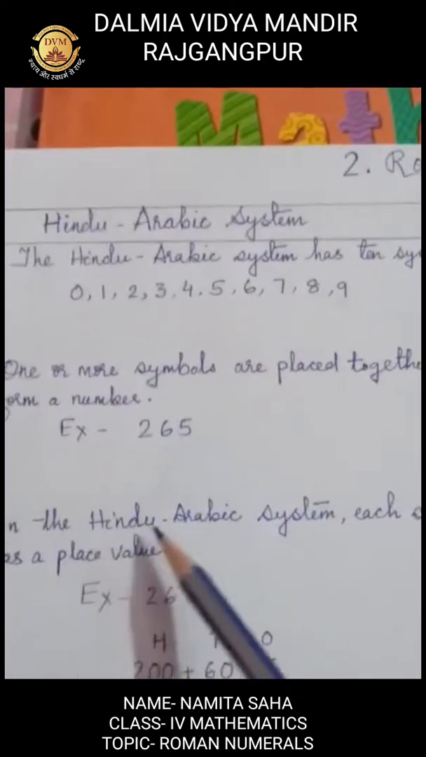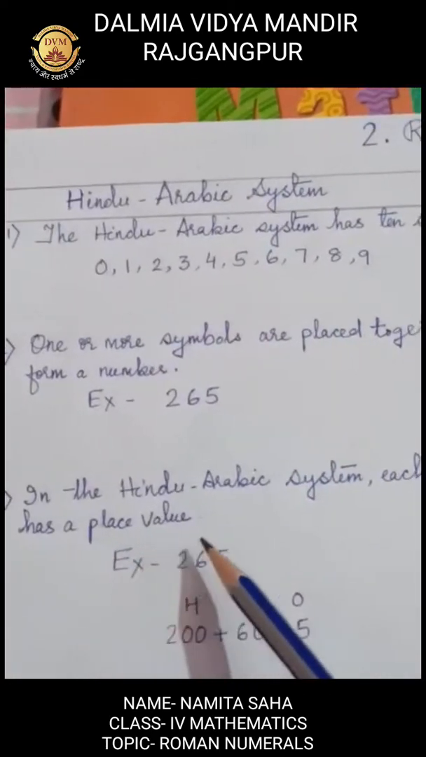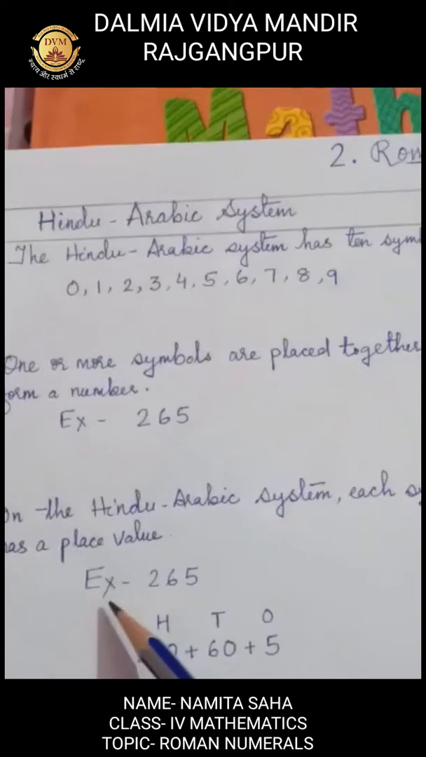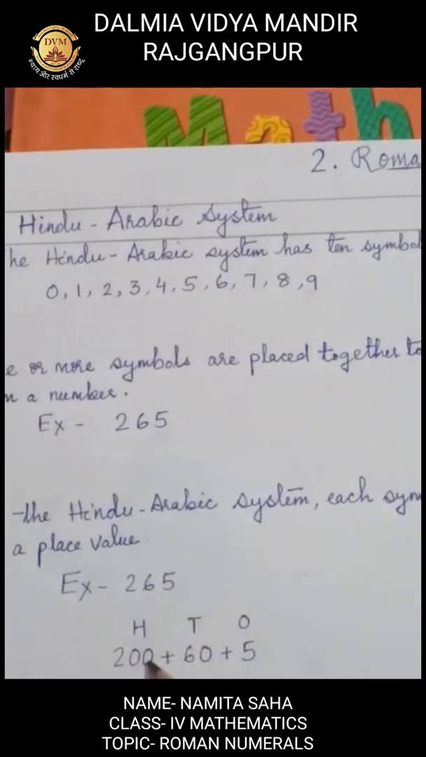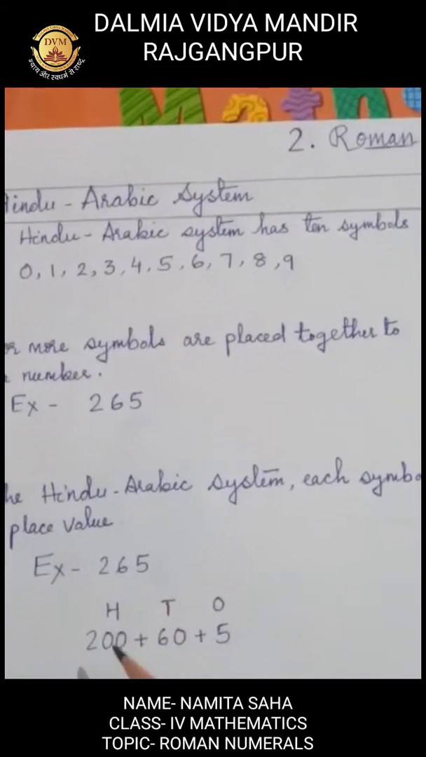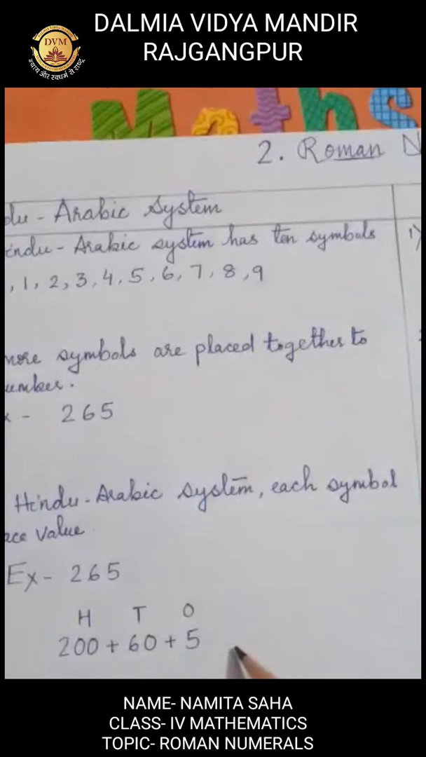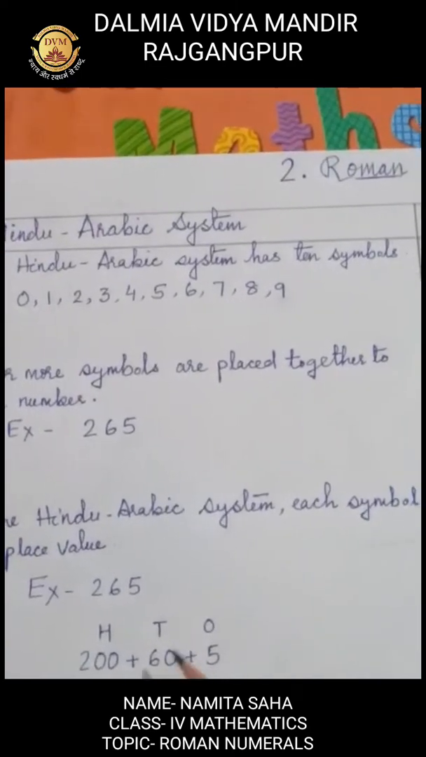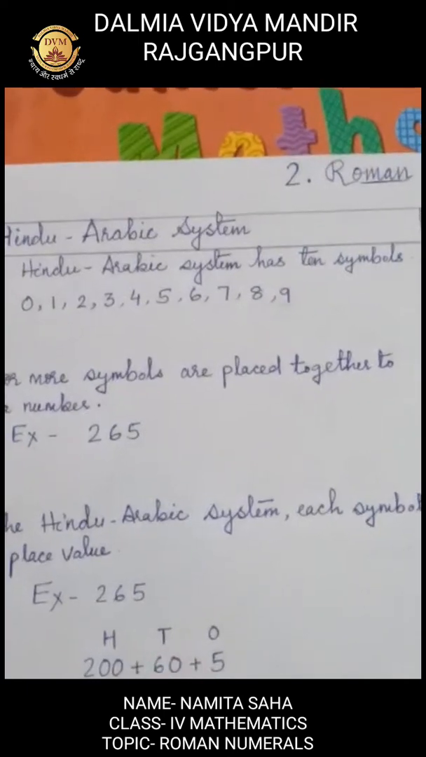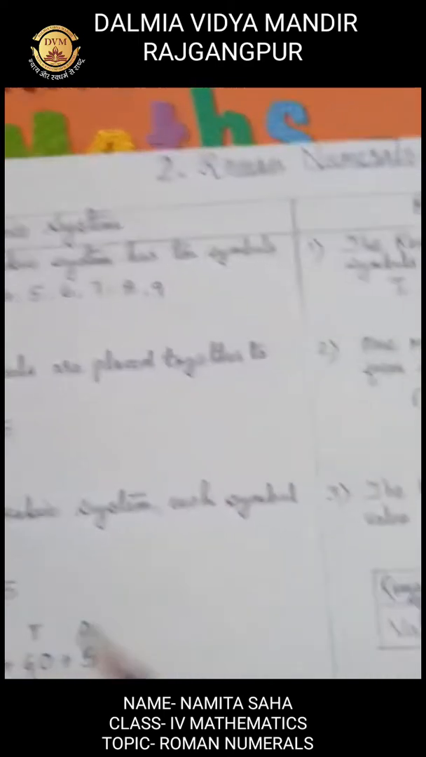Last point: in the Hindu-Arabic system, each symbol has a place value. Let us consider one example, 265. If we split this number, we can write it as 200 plus 60 plus 5. It means 5 has the place value of 5 ones, 6 has the place value of 6 tens, and 2 has the place value of 2 hundreds.